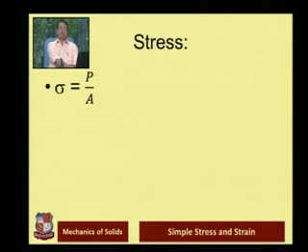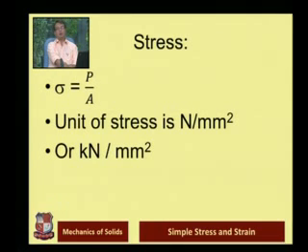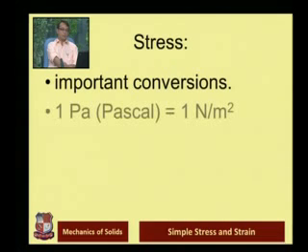So if sigma is equal to P by A, the unit of stress is Newton per mm square or kilonewton per mm square, depending upon the magnitude of force we are applying. To solve the examples, we need to understand some important conversions. These conversions help us to solve the problems because the units are important to get the correct answer.